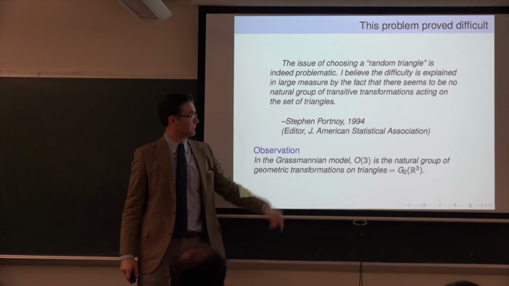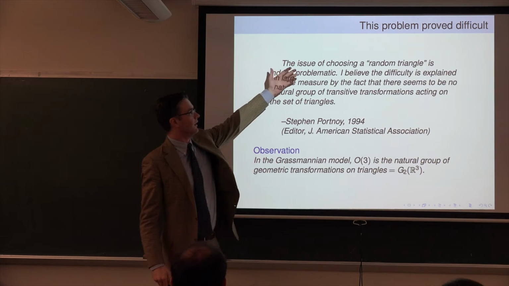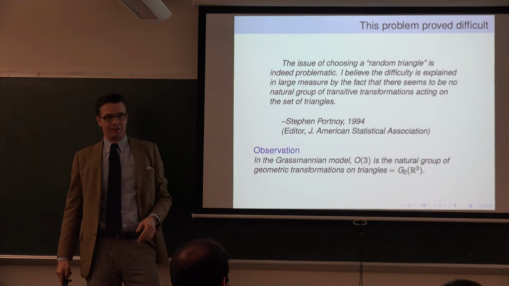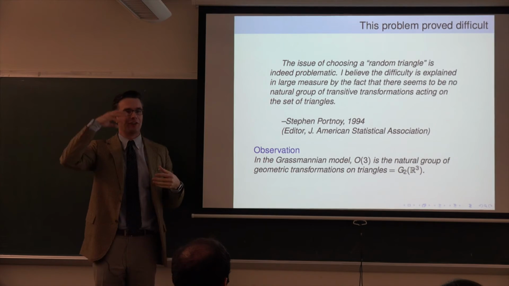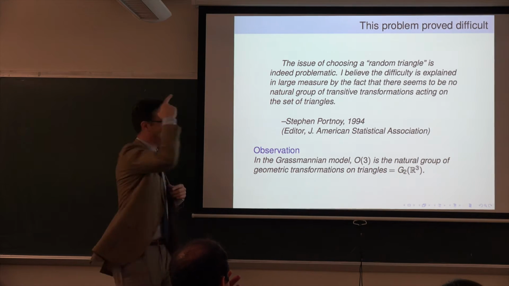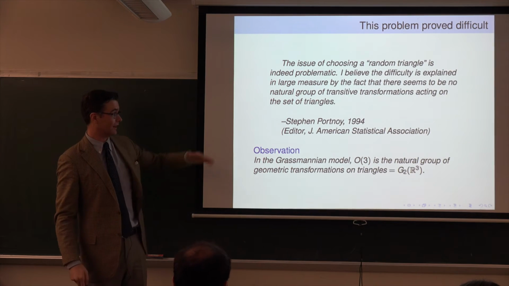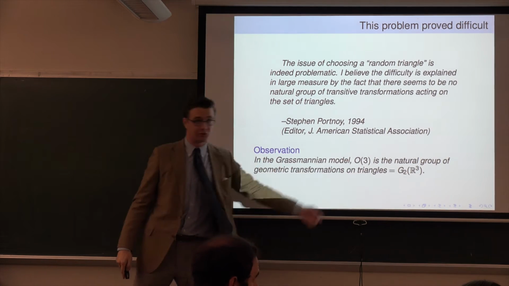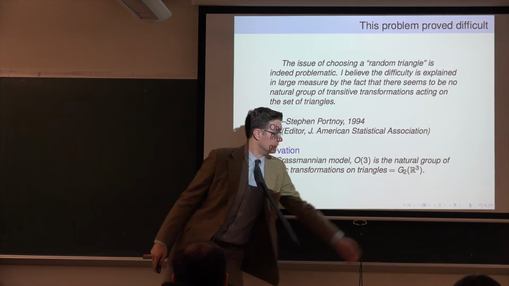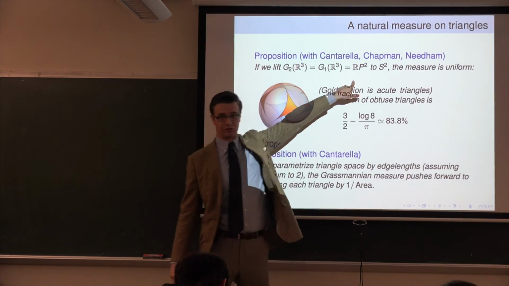So there's this wonderful paper in, I think, The Monthly by Stephen Portney, who says the basic problem is, what do you mean take a random triangle? The space of triangles doesn't have a nice symmetry. It doesn't have a transitive group action. Well, but we just said there is a transitive group action if you take this Grassmannian model. So in our model, there's your transitive group action, this O3, which acts on G2R3. And of course, G2R3 is one of our favorite spaces. It's RP2.